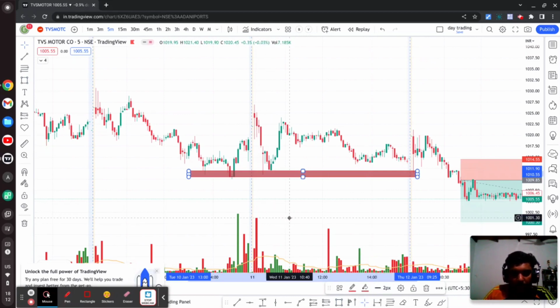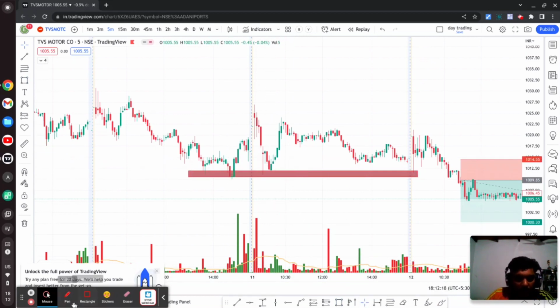For the last 2 days the stock was respecting this particular level, right? It tested this level the day before yesterday. From there it bounced back again. Yesterday it came to this level. From there it bounced back. So it shows that this particular level is very strong. Okay, so let me extend this level to the present day.